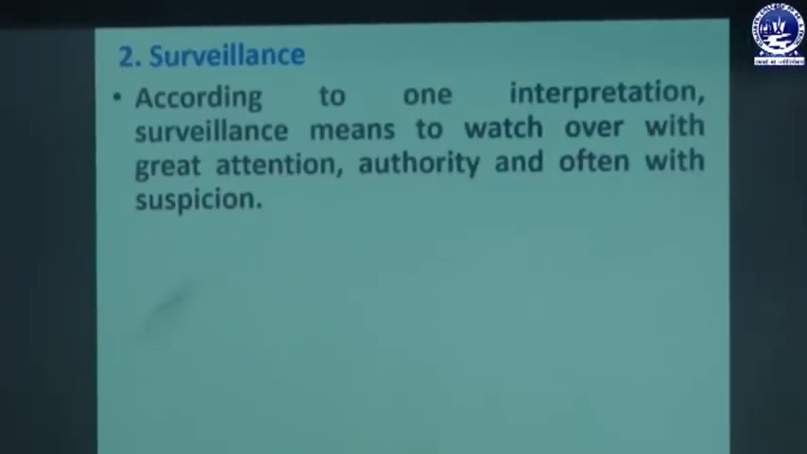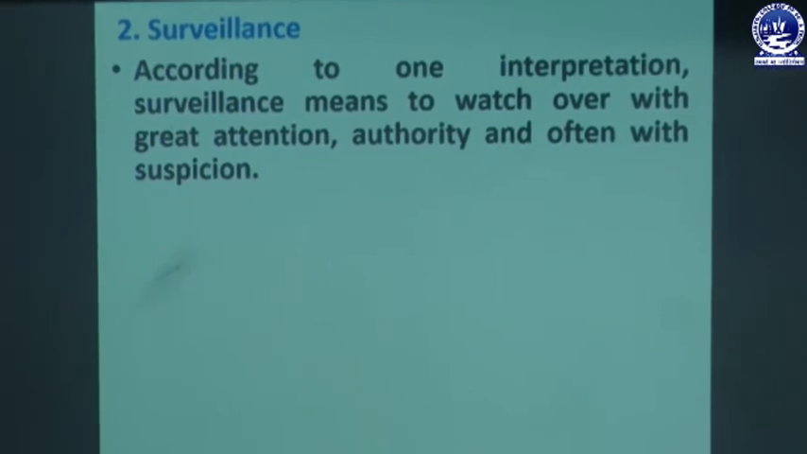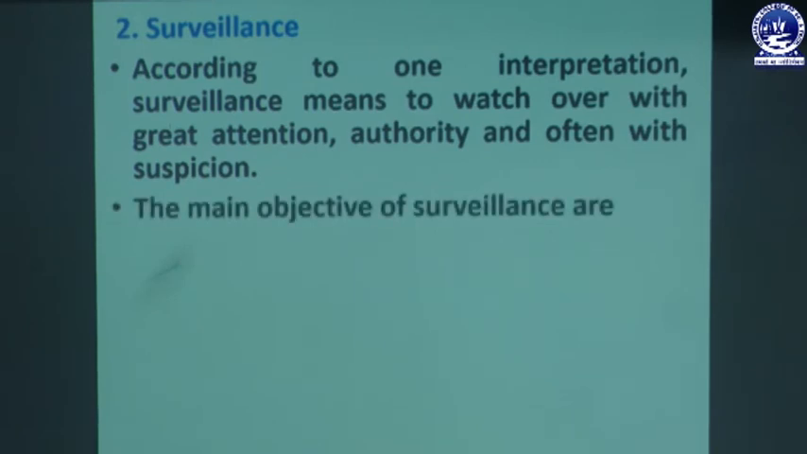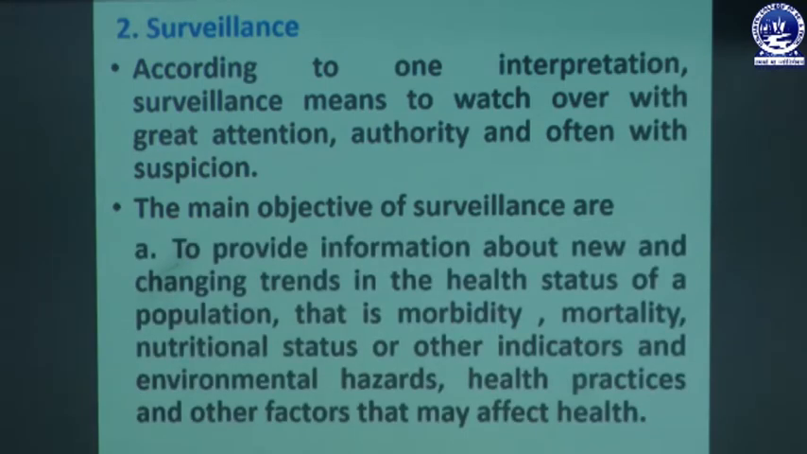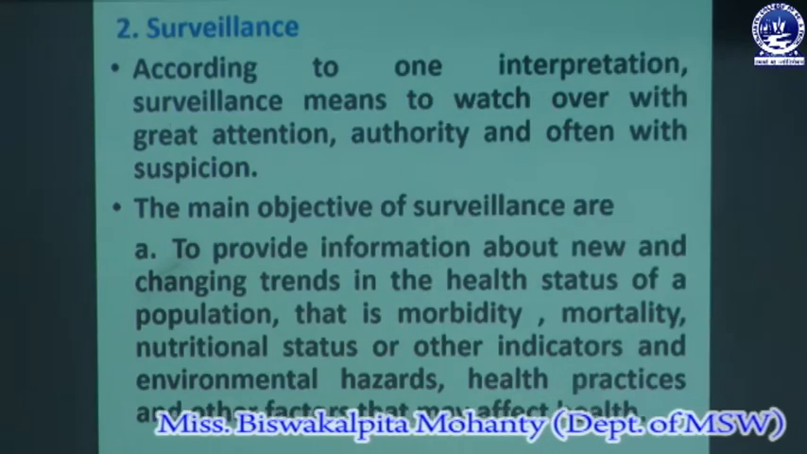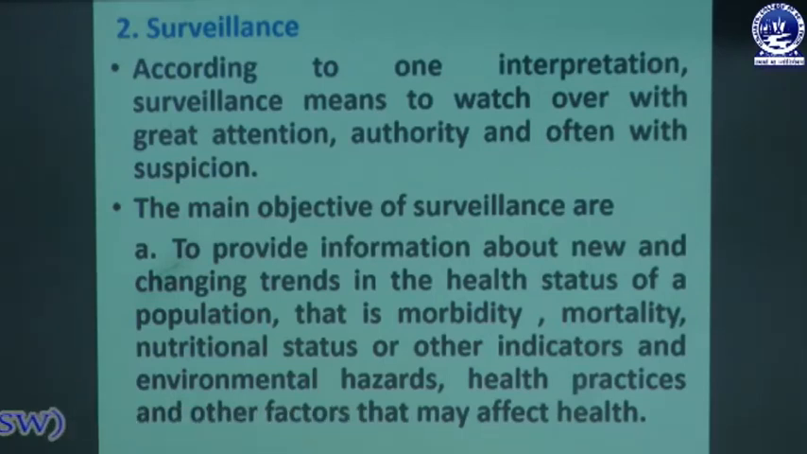And next we will discuss surveillance. According to one interpretation, surveillance means to watch over with great attention, authority, and often with suspicion. The main objectives of surveillance are, there are three major objectives, and the first is to provide information about new and changing trends in the health status of a population, that is morbidity, mortality, nutritional status or other indicators, and environmental hazards, health practices and other factors that may affect health.